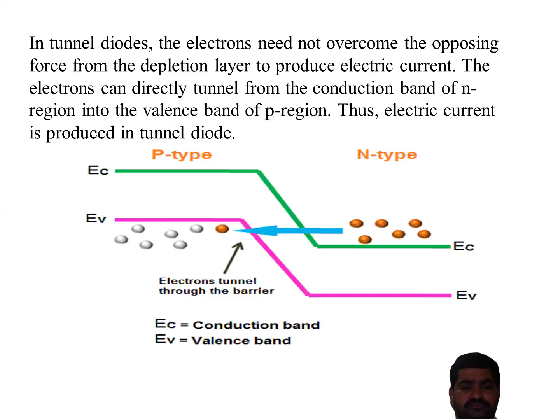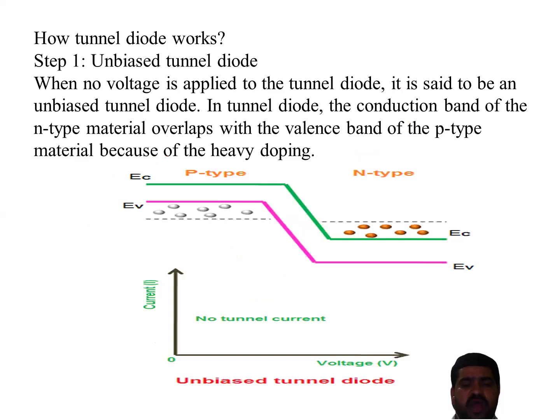So how does a tunnel diode work? First, the unbiased tunnel diode. Unbiased means there is no proper voltage applied to the device. So what is meant by biasing? Biasing is nothing but the process of applying proper voltage to the device.